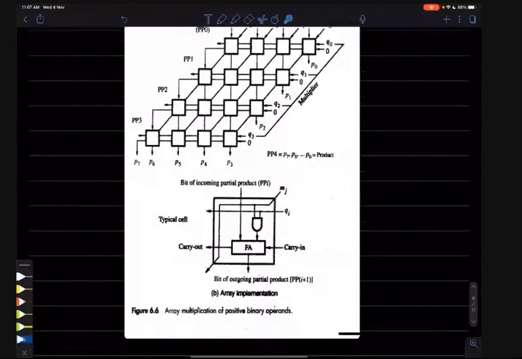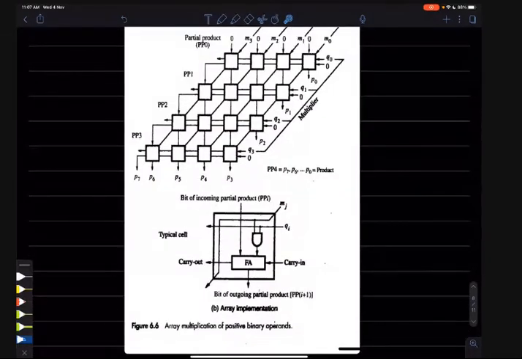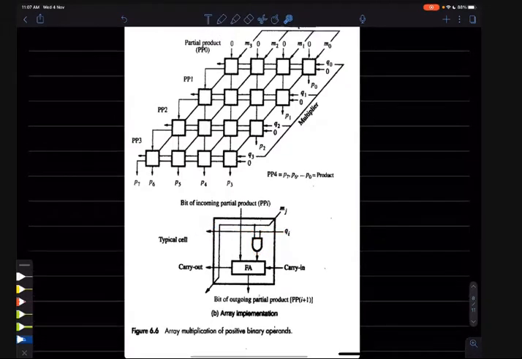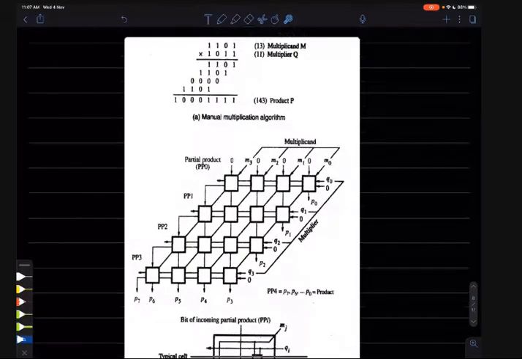So that's the implementation. The Q bit is going to the AND gate and also to the next block, because this 1 has to be multiplied with all the bits, all the 4 bits. So that's why the input Q0 has to be sent to all the 4 blocks for multiplication.